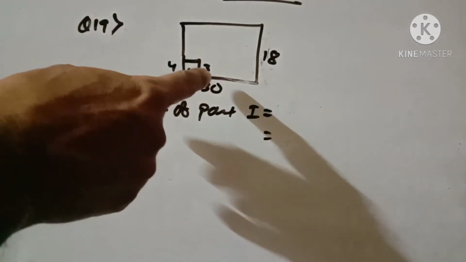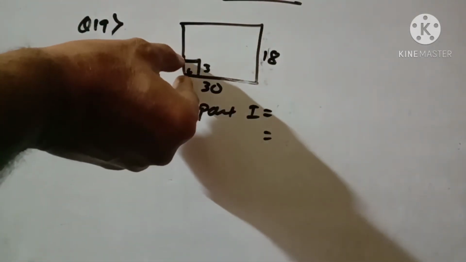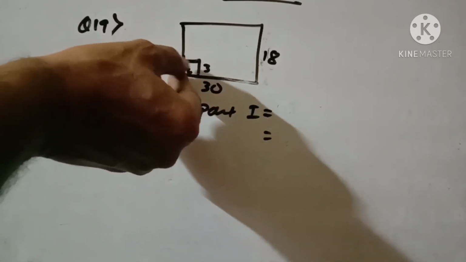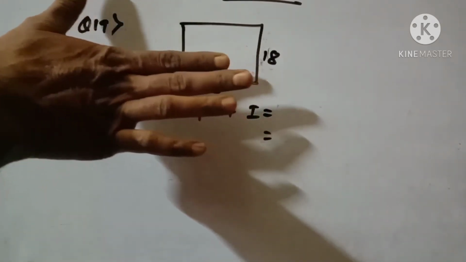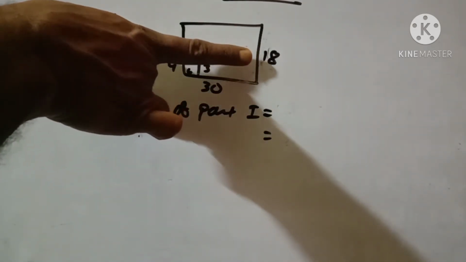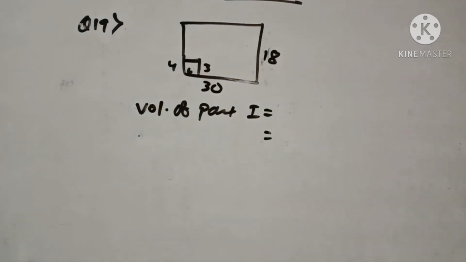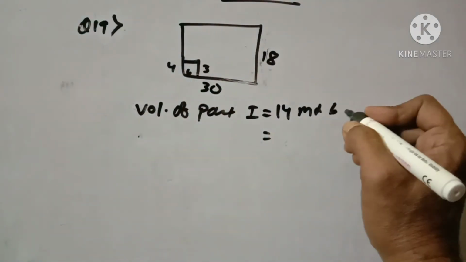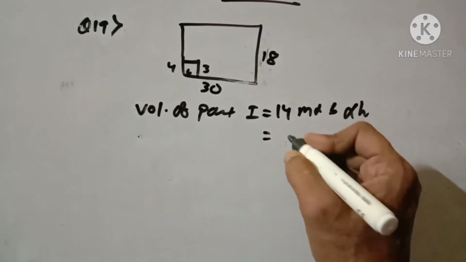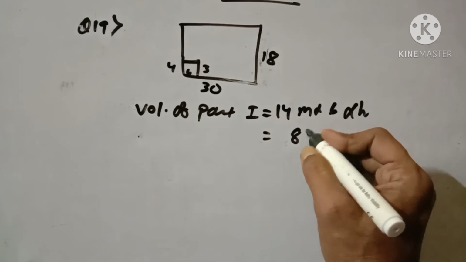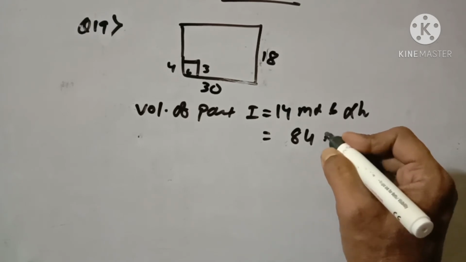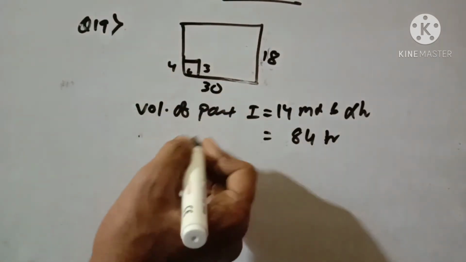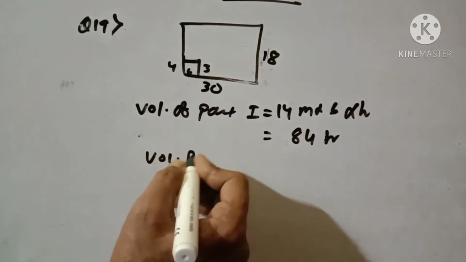So first of all we have to find out the first part. First part means the remaining area, this 4 meter is dug out, so we have to leave that length, we have to remove, so 18 minus 4 it will be 14 meter into this 6 meter, and height is not given, let it be the same, so this is 84 into height cubic meter. Now this is part 2, volume of part 2.